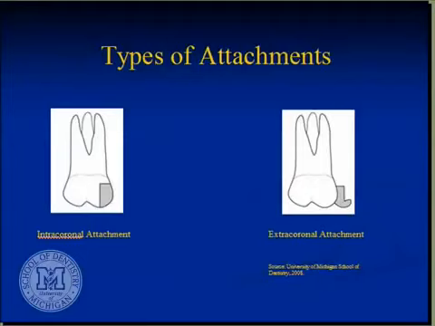Some other attachments may reside or be soldered onto the distal proximal of the tooth and be suspended distally. Now these are more elegant and fit inside the tooth. Anybody have any idea what one of the main drawbacks of an intracoronal attachment might be?